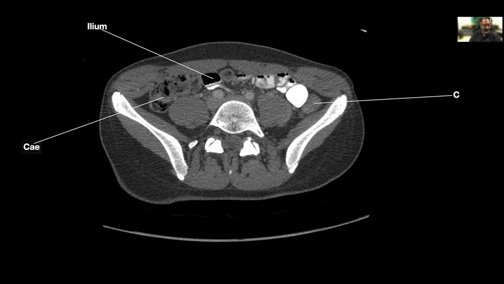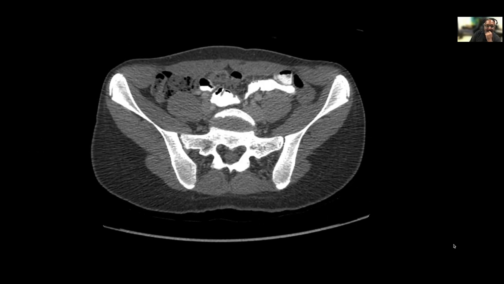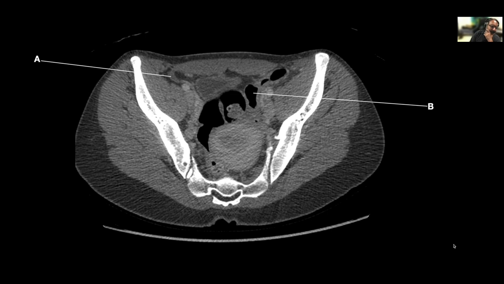Yes, now it's the cecum. That is the descending colon, correct. All right, well done. I think this is the same. So this is the next level, same thing, but one level even lower than that.